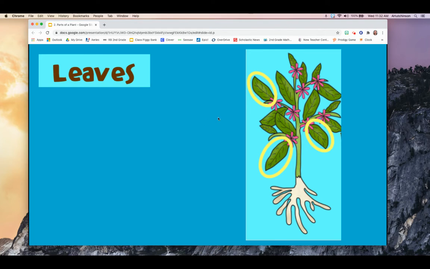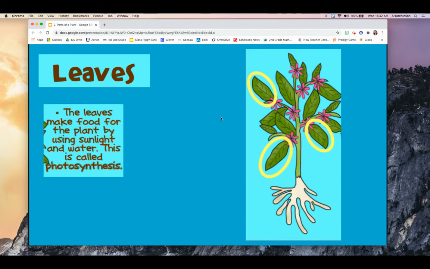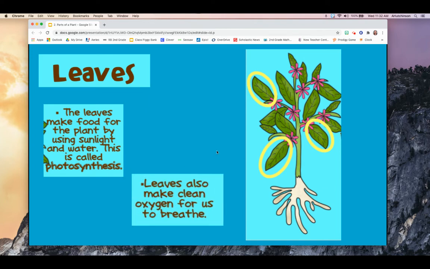But leaves are super important because the leaves make food for the plant by using sunlight and water. This is called photosynthesis. I bet you second grade scientists have heard of photosynthesis and might even know how it works. We're going to touch on that later. The leaves also make clean oxygen for us humans to breathe, which is super important.